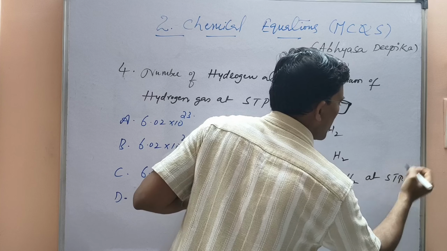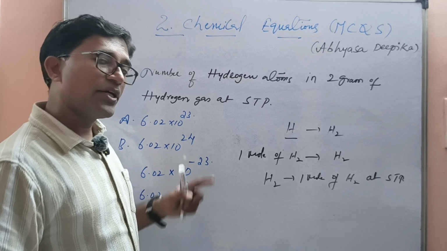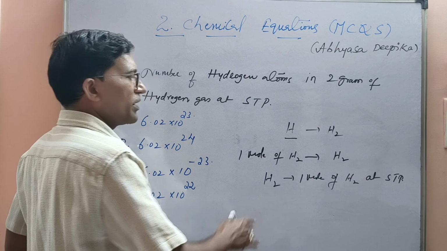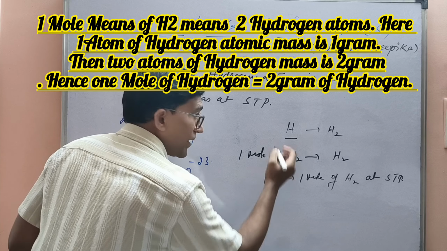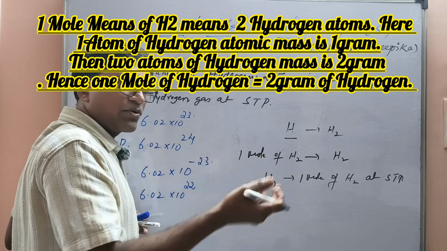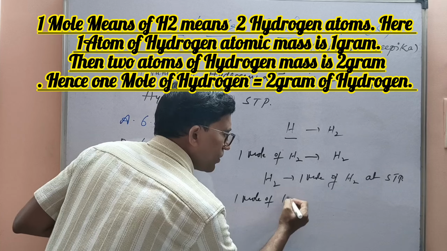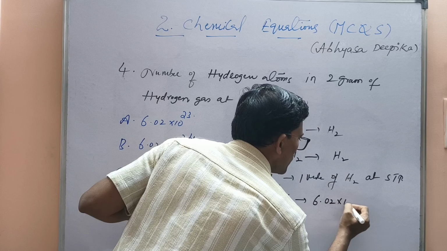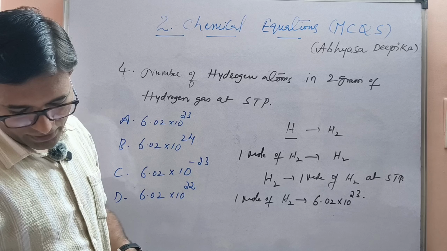At STP, how many atoms of hydrogen does it contain? That you have to remember. Listen, so please concentrate, very, very important. 1 mole means 1 molecule. I told Avogadro's hypothesis: 1 mole of any gas, whether it is oxygen or nitrogen or hydrogen, I am taking hydrogen, contains how many atoms? 6.02 into 10 to the power of 23 atoms.